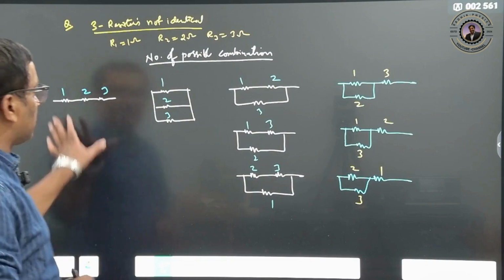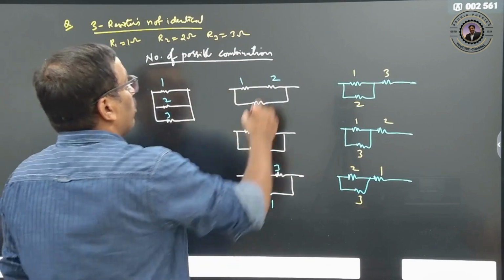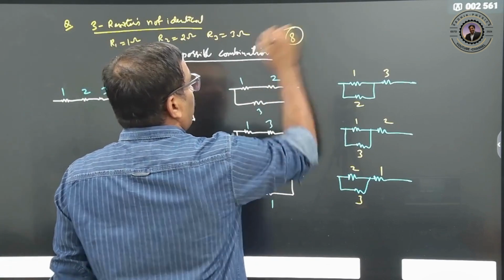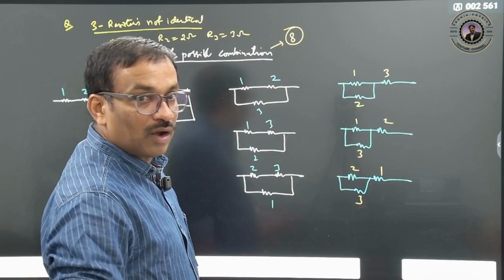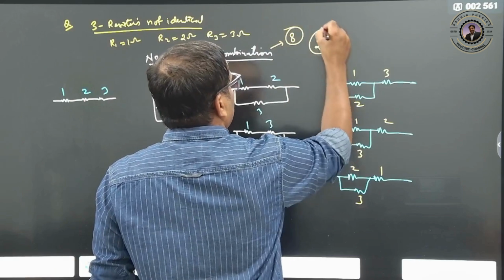How many combinations are there? 1, 2, so this is totally 6, 7, 8. Therefore, how many combinations are possible now? 8 combinations are possible now. Sir, how to calculate it here? Therefore, 2 to the power of n combinations can be possible.